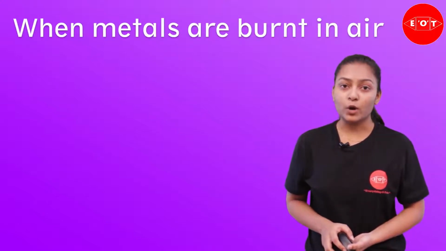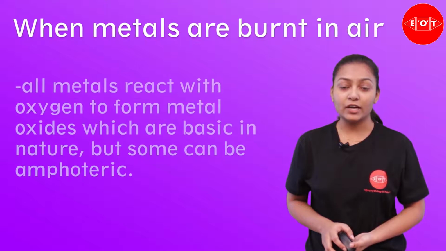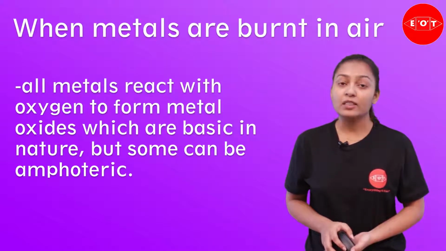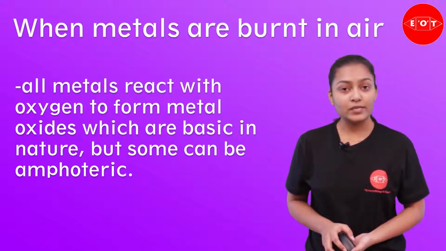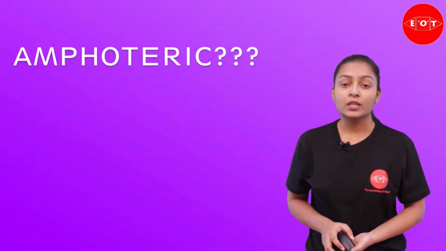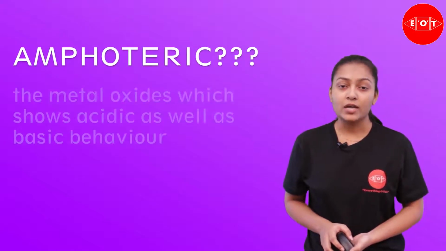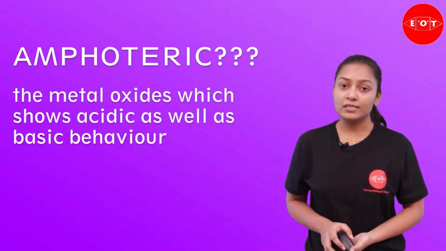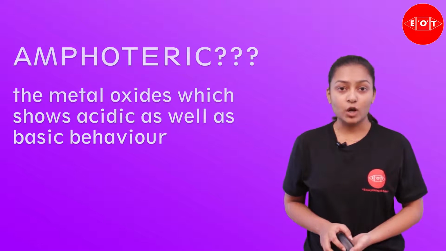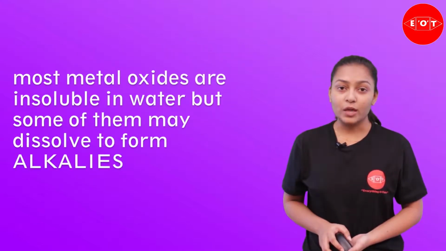The most important point that we need to note here is that all metals react with oxygen to form metal oxides. These metal oxides are basic in nature, but some of them can also be amphoteric. Now, what do you mean by amphoteric? The metal oxides which show acidic as well as basic behaviors are said to be amphoteric. Most metal oxides are insoluble in water, but some of them may dissolve to form alkalis.